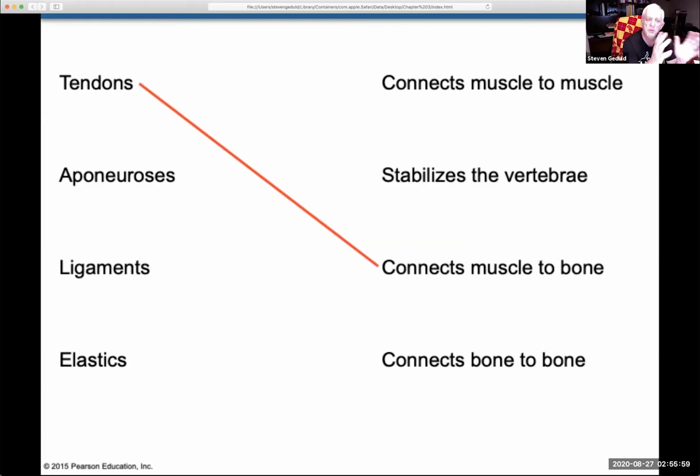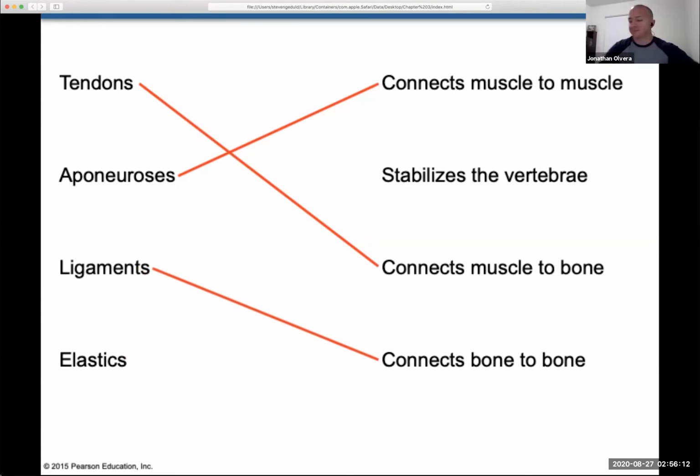Perfect. Aponeuroses. Muscle to muscle. Perfect. Muscle to muscle. Ligaments. Bone to bone. And elastics. Stabilizes the vertebrae. That one's tough.